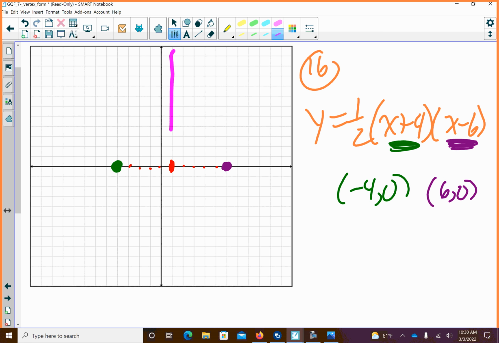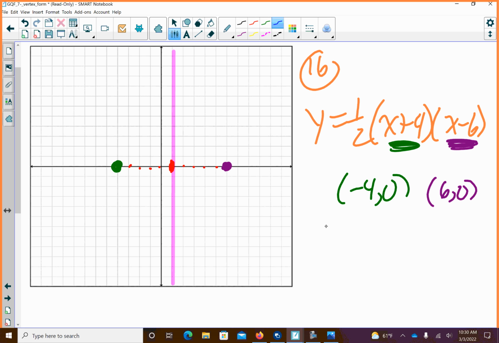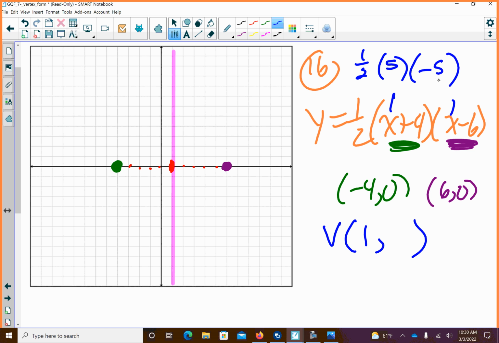So axis of symmetry lives right down this lane. What lives on that axis of symmetry? Vertex, very good. So my vertex looks like it's going to be at 1 comma something. So friends, how am I going to get that something? Yeah, I'm going to plug 1 in there, 1 in there. So I have 1/2. 1 plus 4 is 5. 1 minus 6 is -5.